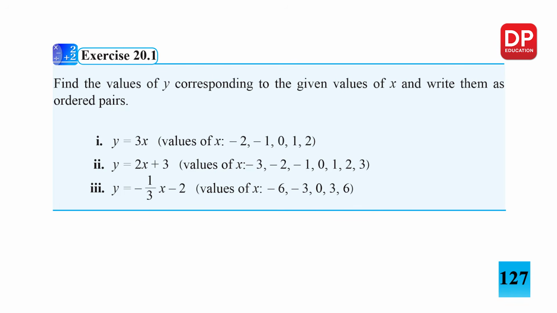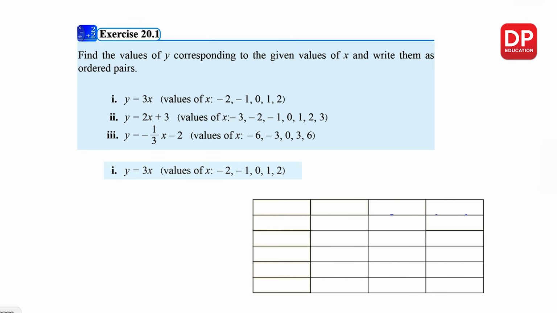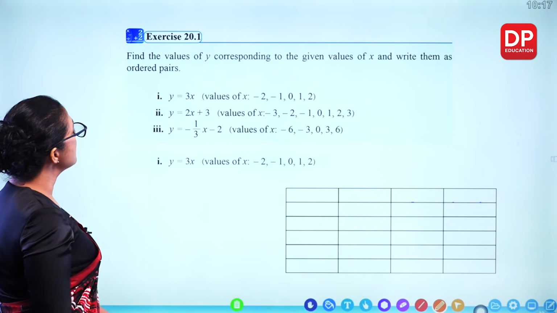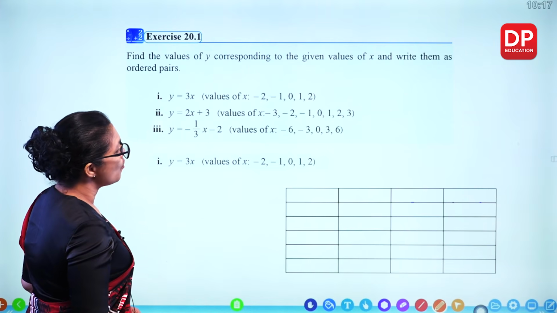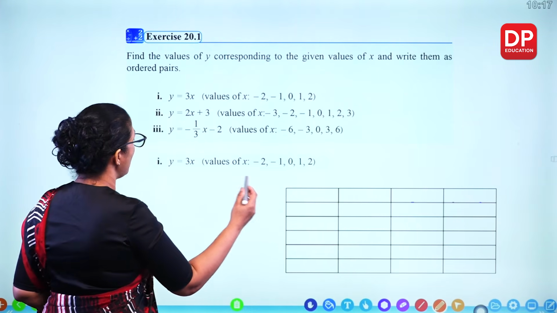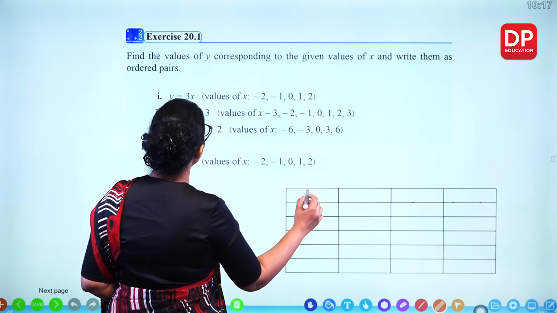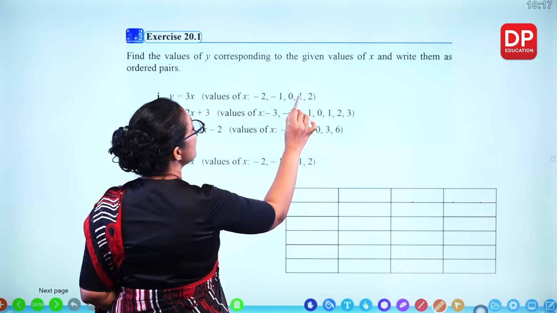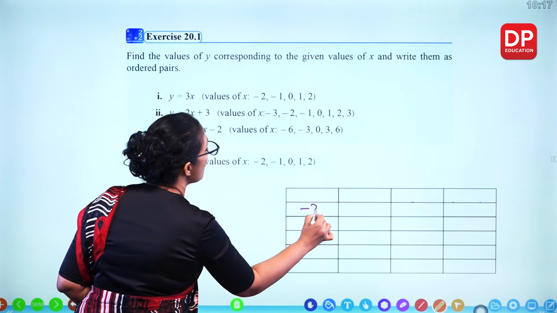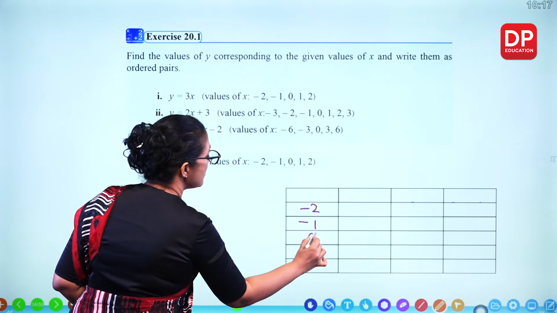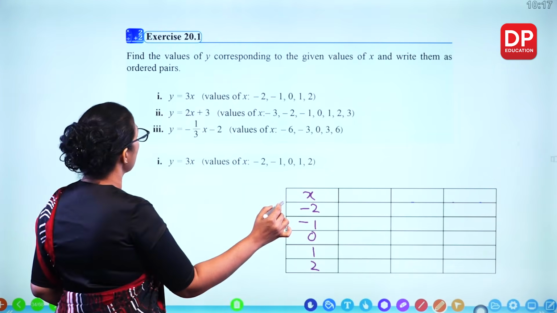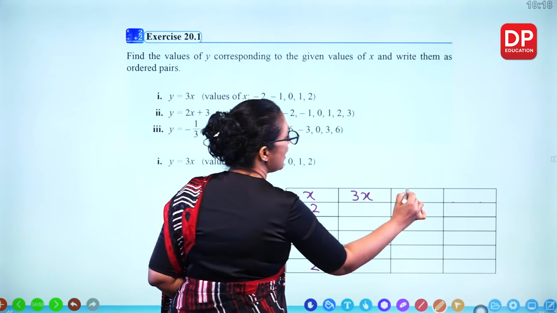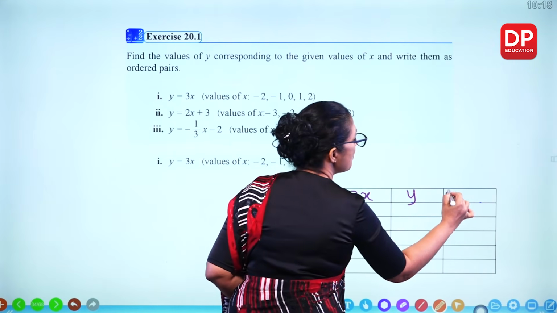Exercise 20.1. Find the values of y corresponding to given values of x and write them as ordered pairs. We'll take the first one, y equals 3x. X goes from minus 2, minus 1, 0, 1, 2. So we'll take y equals 3x. So we'll start from here, minus 2, minus 1, 0, 1, 2. So these are the x values. And we'll find out 3x and then y and the ordered pair.